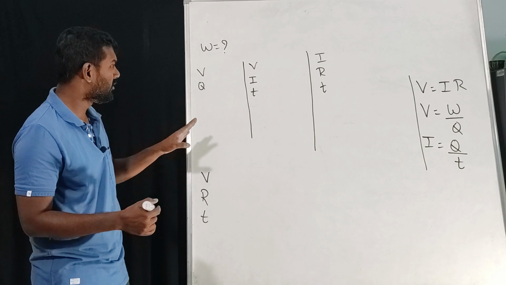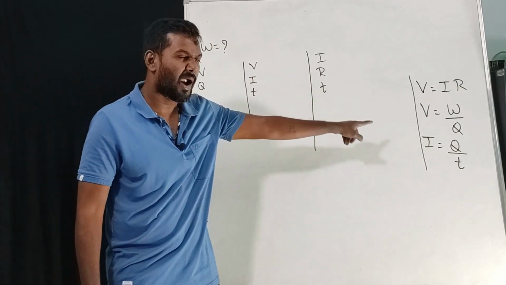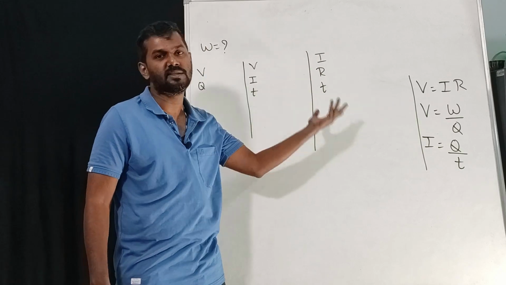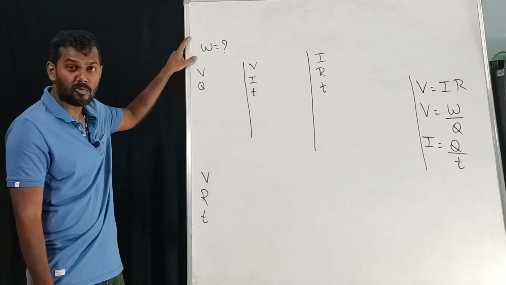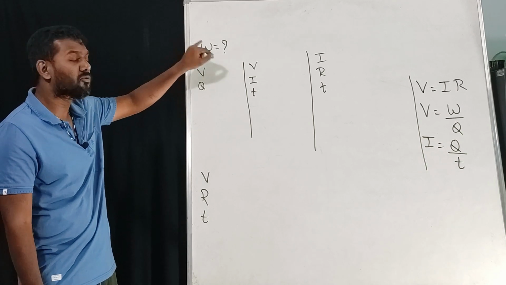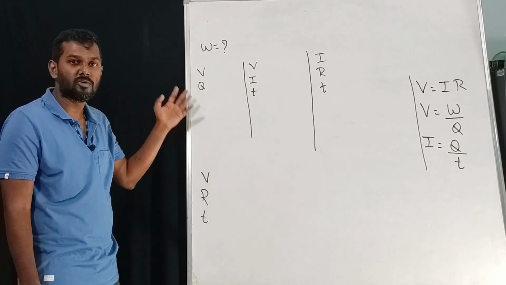So first, these are the basic formulas we have learnt in part A, and what we have learnt in 9th standard also. Using this, we are going to find the formula for the value of work done. After that, we are going to use the same formula to find the values of power.